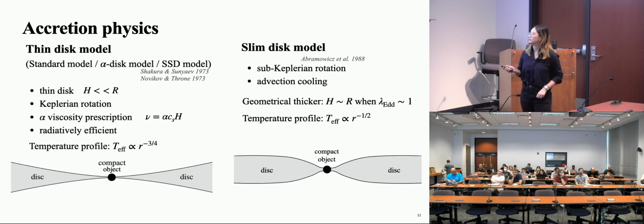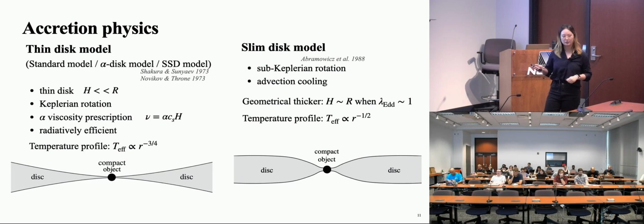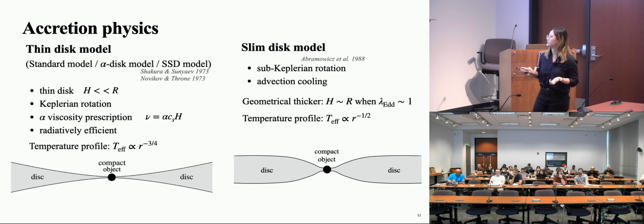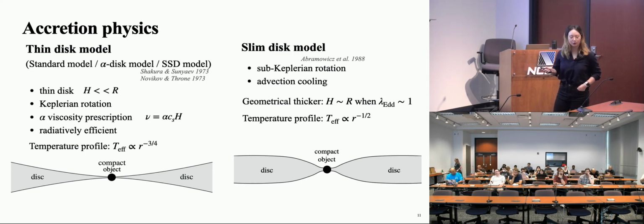They also assume that this disk is radiatively efficient, which means that the local energy on the disk is balanced out by the dissipation and the radiative cooling. They took those assumptions into their equations and solved the disk equations analytically. And they found that the temperature profile is proportional to a power of the radius. And that's the thin disk model.